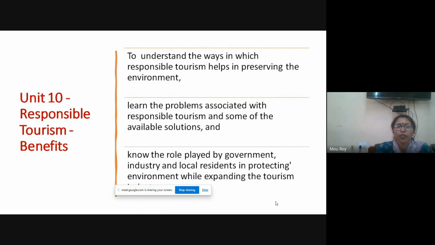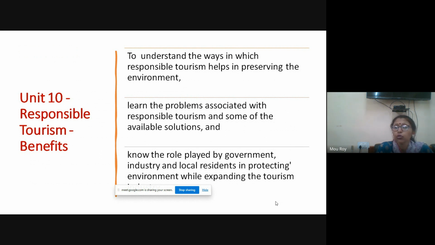So, responsible tourism, we are coming to responsible tourism. I think this is the last unit of block 3. Responsible tourism is also known as ecotourism. I have already mentioned the benefits. Basically, responsible tourism helps in preserving the environment, and there are a lot of problems associated with responsible tourism, and of course, the available solutions.